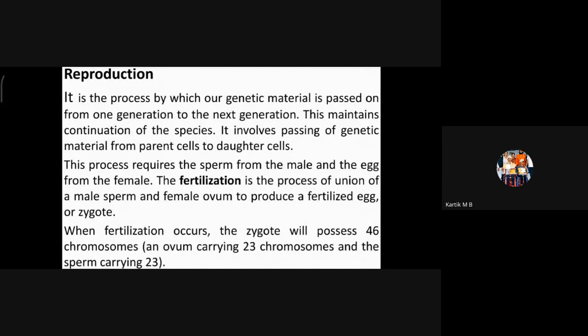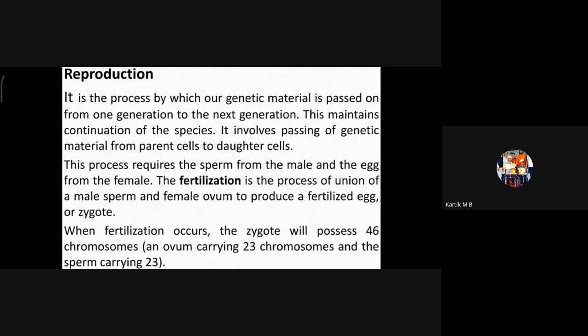So when male sperm and female egg meet together, fertilization takes place. Fertilization is the process of union of male sperm and female ovum. This egg is also known as ovum. When the ovum or egg meets with sperm, they form a zygote. Here two cells are meeting and forming one combined cell, that is zygote. Zygote is a single cell. Then zygote multiplies into millions and billions and trillions of cells and forms a human being.